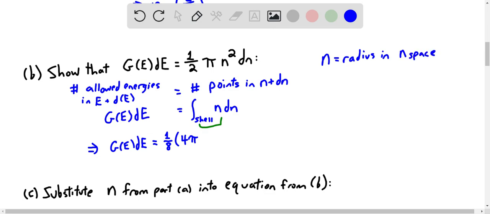However you want, I'm just calling it n space, the quantum number space. So that becomes 4 pi n squared. But then that's just the surface area element. It's a difference, so it's a volume. So that's what you get. And we're leaving it in this form.